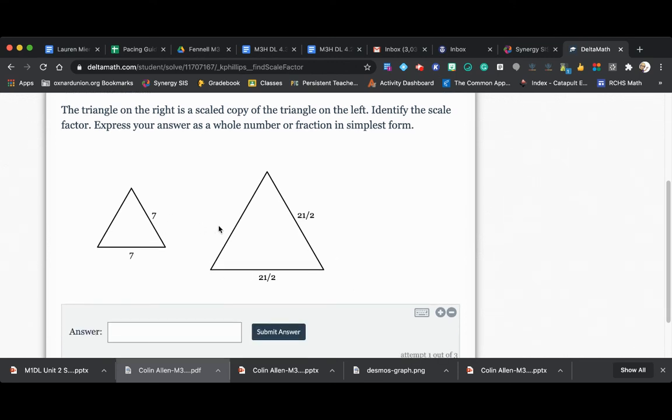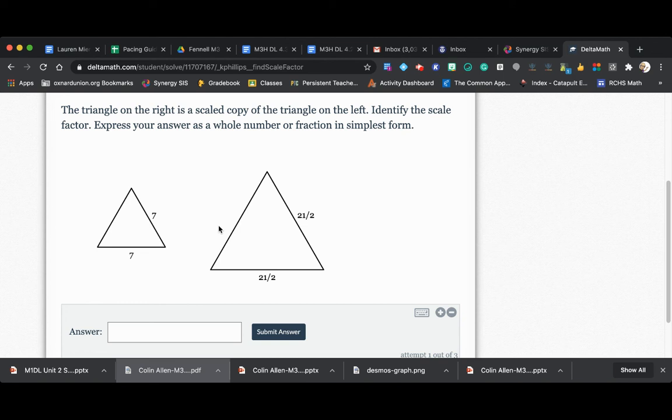They want it as a fraction though. So the easier way to do this division is to invert and multiply. So we're going to take 21 over 2 and multiply by 1 over 7. So what we get is 21 over 14.